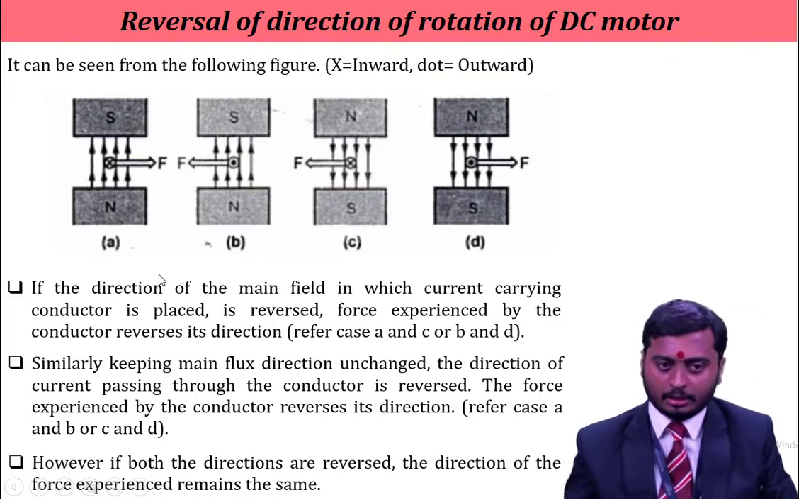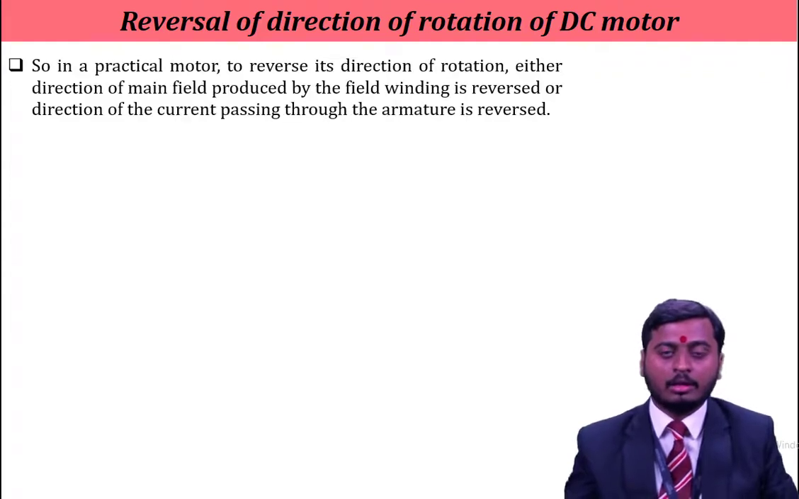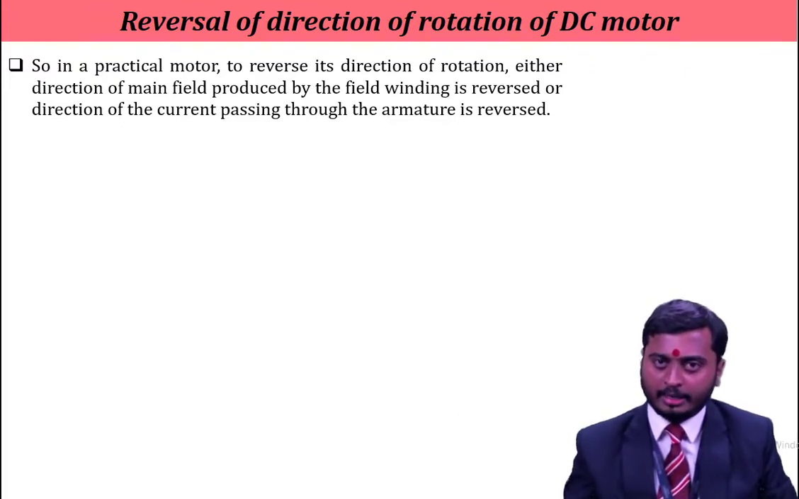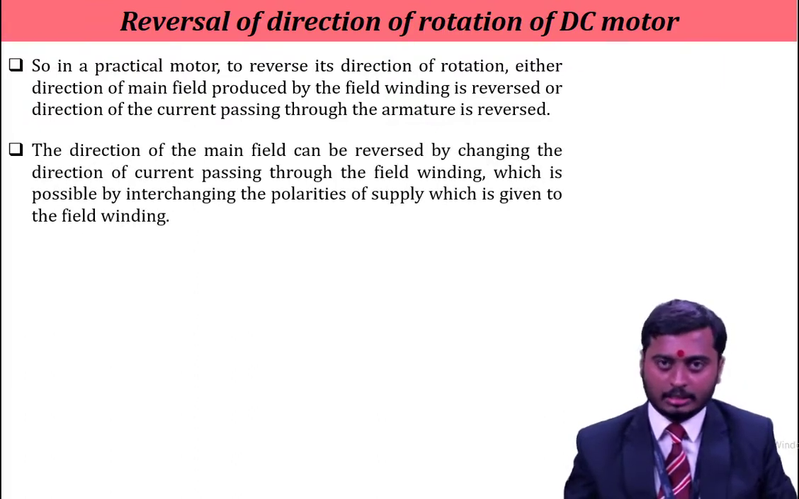But if you observe, if we try to change both, that is the main field and the current direction, then the direction of the force experienced will remain the same, and there will be no change in the direction. Therefore in a practical motor, to reverse the direction of rotation, either the direction of the main field produced by the field winding is reversed, or the direction of the current passing through the armature is reversed. The direction of the main field can be reversed by changing the direction of the current passed through the field winding.